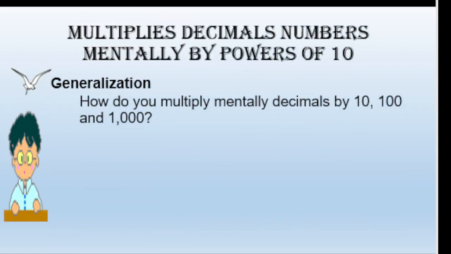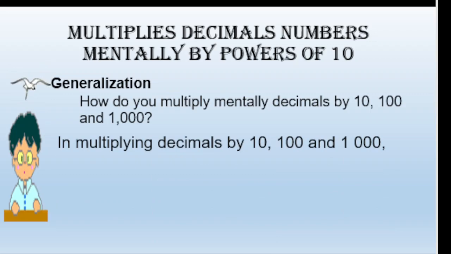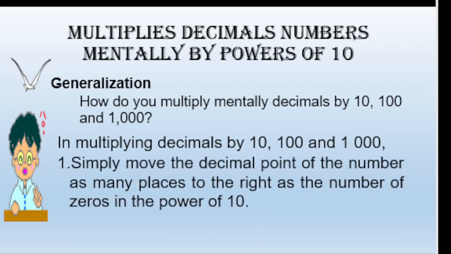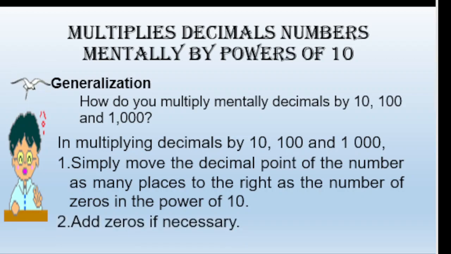So how do we multiply mentally a decimal by 10, 100, and thousands? Of course, you have to move the decimal point. Okay, so in multiplying a decimal by 10, 100, and 1,000, simply move the decimal point of the number as many places to the right as the number of zeros in the power of 10. Don't ever forget that. And we are adding zero or zeros if necessary.